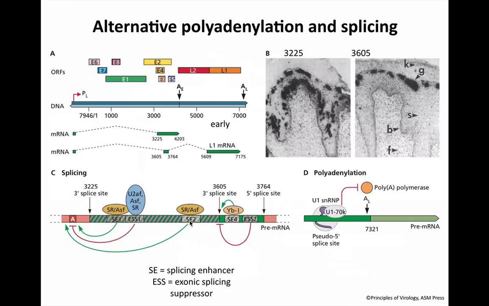SE2 is located very close to the 3605 3' splice site and may block access to the branch point for splicing at this site until keratinocytes differentiate. And here on panel D is shown inhibition of polyadenylation at the AE site by the binding of U1 snRNP to a pseudo 5' splice site located nearby in the primary transcript. And that inhibition is the result of binding of the U1 snRNP 70K subunit to poly-A polymerase.